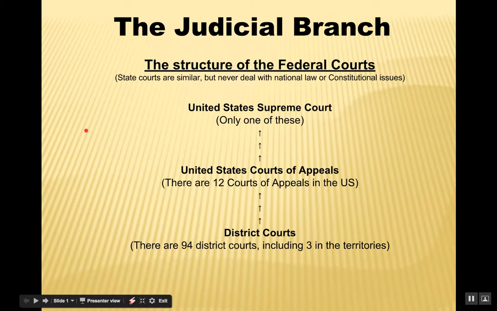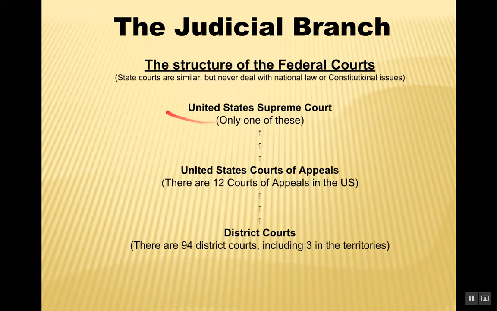So basically, the structure of the federal courts here is sort of set up like a pyramid. If you're envisioning this pyramid, it kind of goes like this. The top of the pyramid here is the United States Supreme Court. And there's only one. So when you talk about the Supreme Court, there are just the justices on the Supreme Court. There's only one court, that's it. And it's at the very, very top.